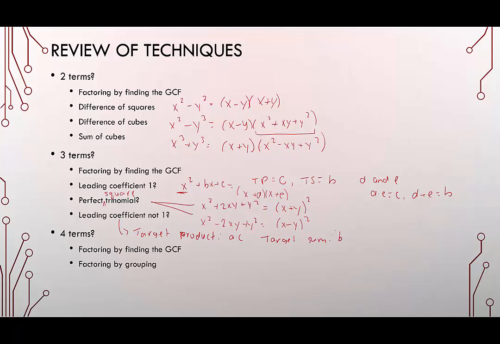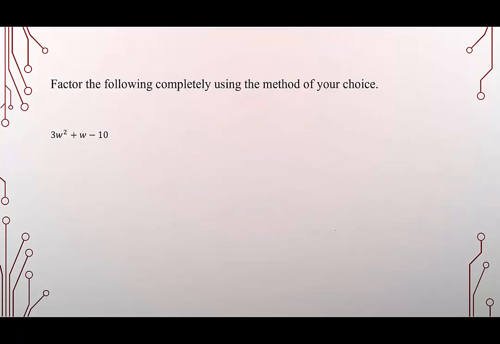And so we look to find a combination of numbers that multiplies to the target product and adds up to the target sum. And we'll go through an example of that. Okay, what if there are 4 terms? Again, we want to look to see if there's a greatest common factor, or we want to see if it's factorable by grouping. Okay, this has been a review. Let's look at a bunch of examples.